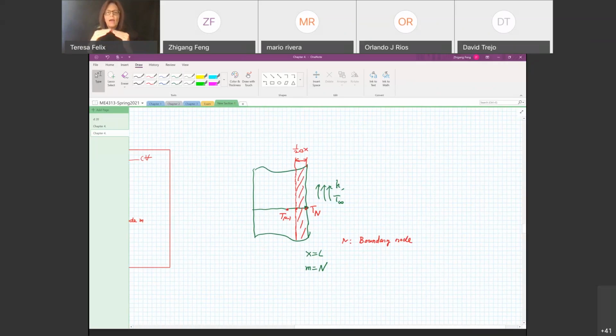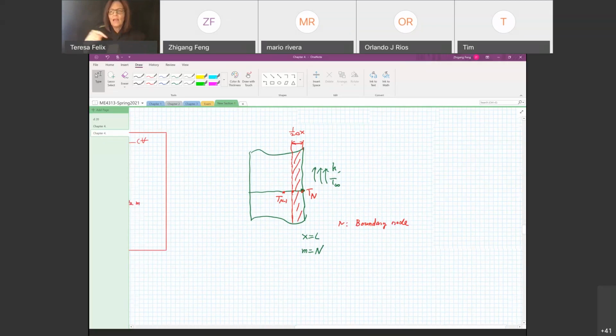What is this thickness? My microphone is too low. Oh, no, I'm sorry. I wasn't saying that your mic is too low. I was telling whoever was trying to ask you a question, their mic was low. Okay, yes, 1/2 delta x. So this control volume has a thickness of 1/2 delta x. I will try to speak louder.